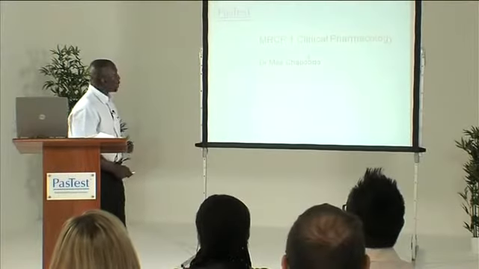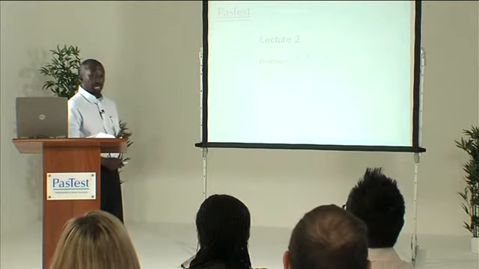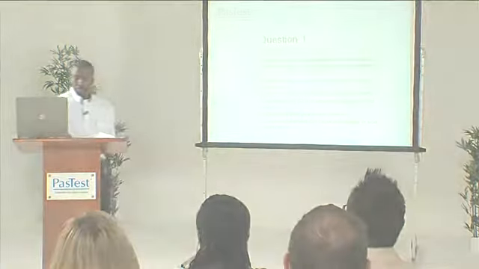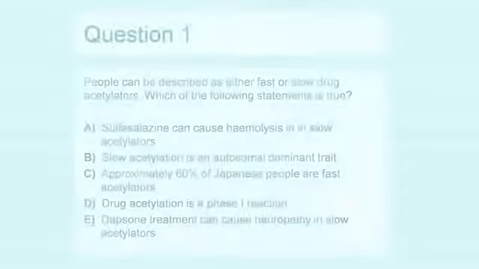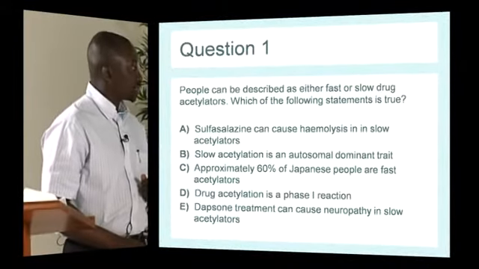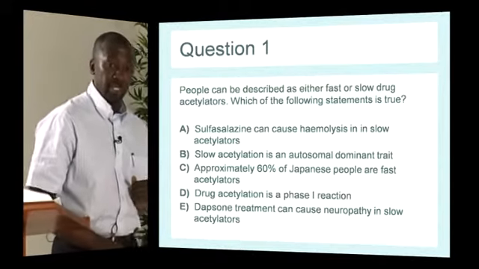Right. Now we need to consider questions relating to drug metabolism in clinical pharmacology. I'll introduce the first question. People can be described as either fast or slow drug acetylators. Which of the following statements is true? And I'll leave you some time to consider that.